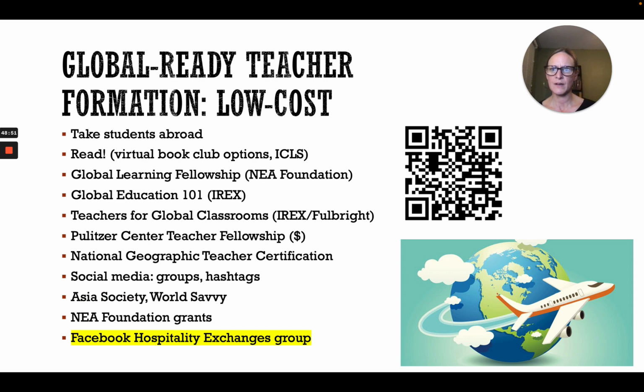I am a big believer in applying for grants. I think that's huge. The NEA Foundation, like I said, you could use their grants and try to get a virtual reality system. But they also have grants that would help fund, for example, more globally equitable literature for your classrooms.